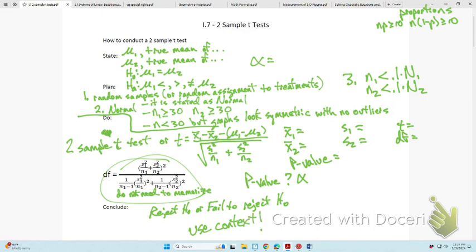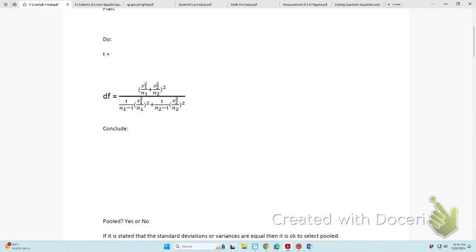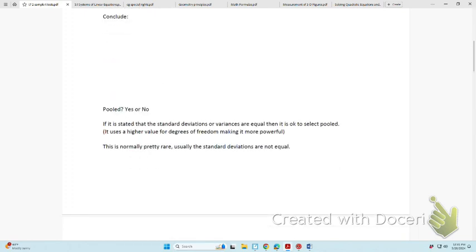All right, there's a couple more things on this page that I want to point out. It's going to ask you a question, do you pool it or not? And I have never seen them ask you to pool it. So if they somehow, like in the paragraph, imply that standard deviations are equal, then you're supposed to say yes. But they never do. It's not going to happen. It's a rare occasion. They have never asked you to pool it on a previous AP test.